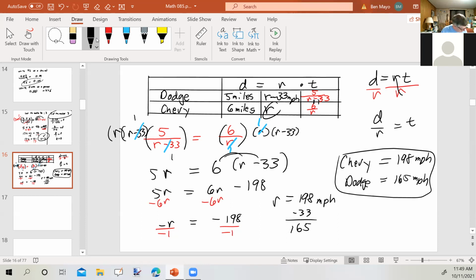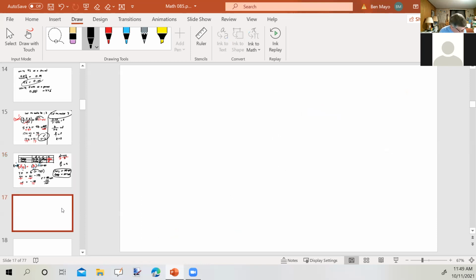Okay. Coming up next, this says boating. A boat that travels 18 miles per hour in still water can travel 22 miles per hour downstream in the same time as it takes to travel 14 miles upstream. Find the speed of the current in the river. Okay, so what we've got here is a boat traveling upstream, which would be against the current, and downstream, which would be with the current.